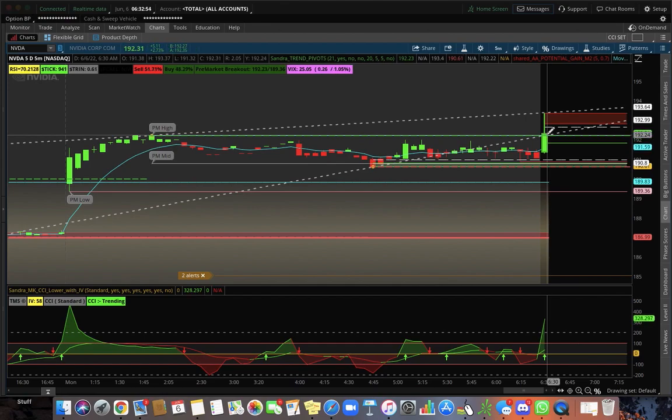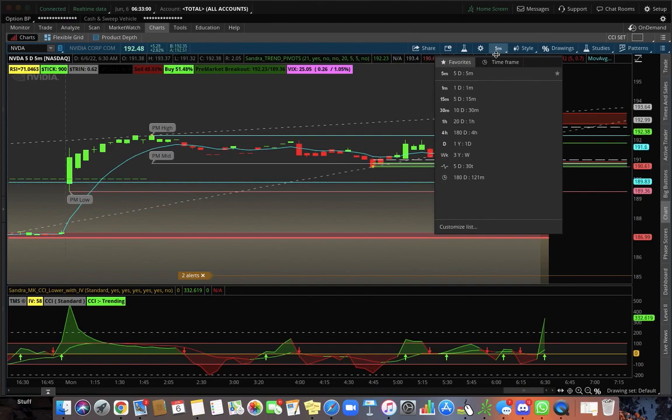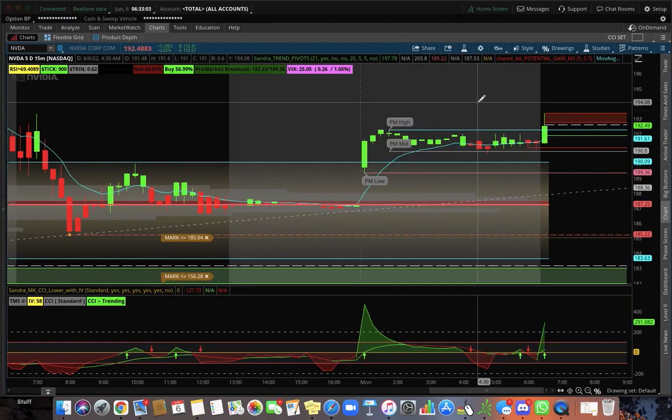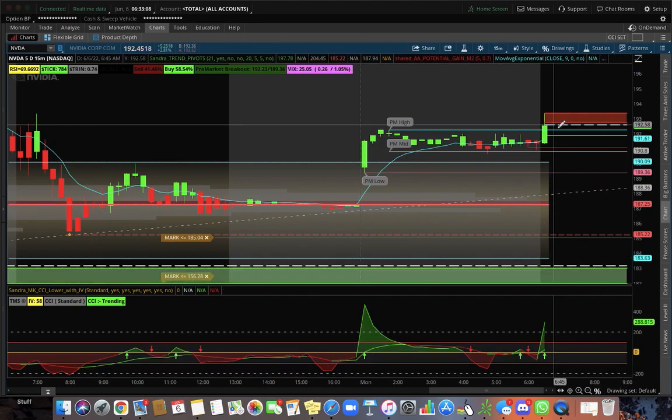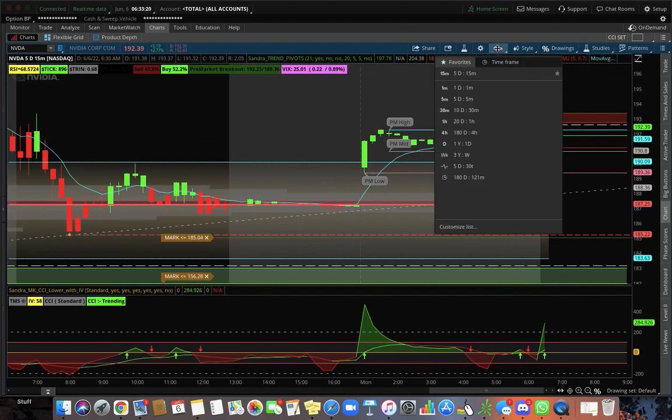So it looks like NVIDIA is strong right now. The CCI on a 5 looks good. Let's see what it looks like on a 15. It looks good on a 15. So this may continue to go up here. You see how it's just hanging around that zone we chose, right? So that 192.50 seems to be like that area.